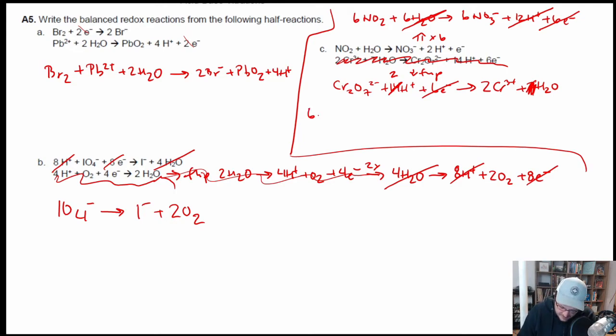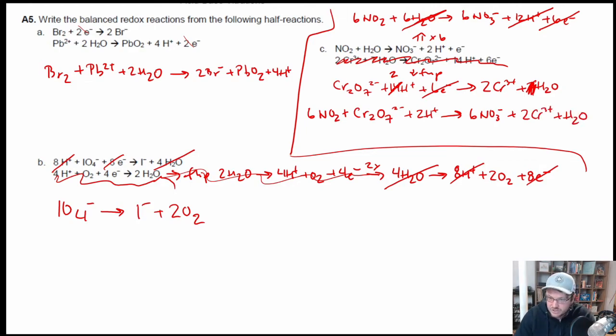So we have then 6NO2 plus Cr2O7 2- plus 2H+ yields 6NO3- plus 2Cr3+ plus H2O, which I believe matches, right? 6NO2, Cr2O7 2-, plus 2H+ yields 2Cr3+ plus 6NO3- plus H2O. Yep, all of that matches.